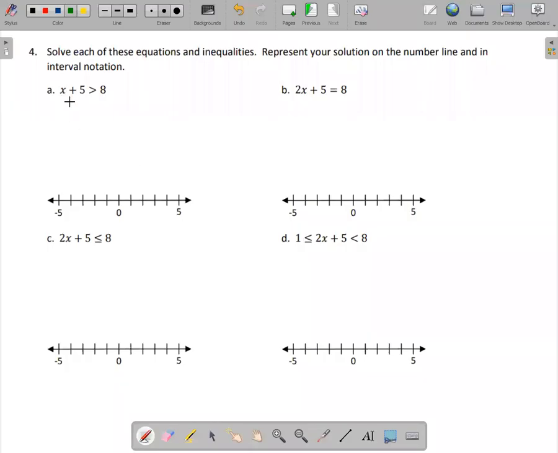So this is lesson 2.2 again. So we're going to solve inequalities. Solving inequalities is almost like solving an equation with one exception we'll get to in a minute. So here I want to get the x alone. So I'm going to subtract 5.